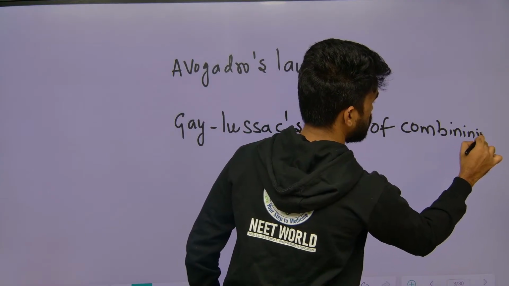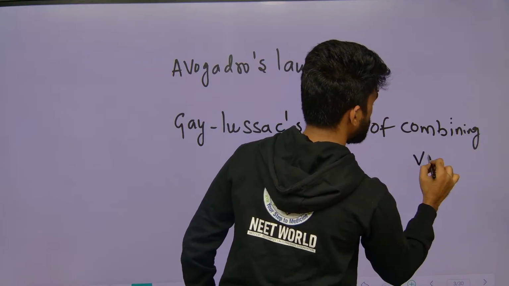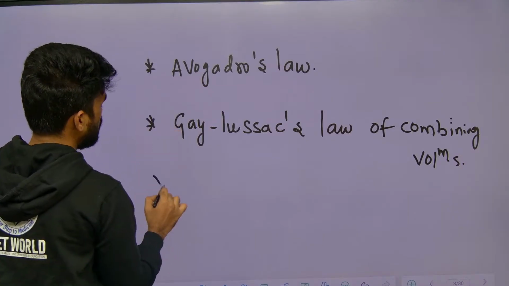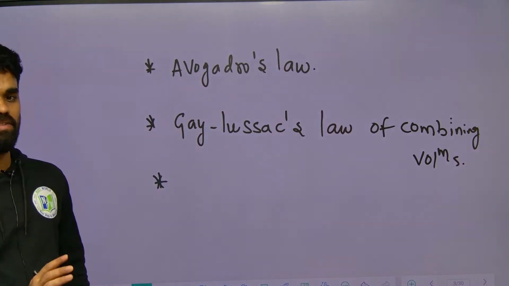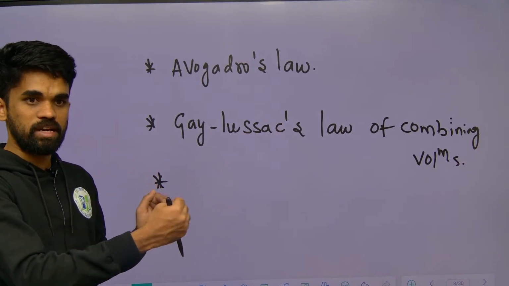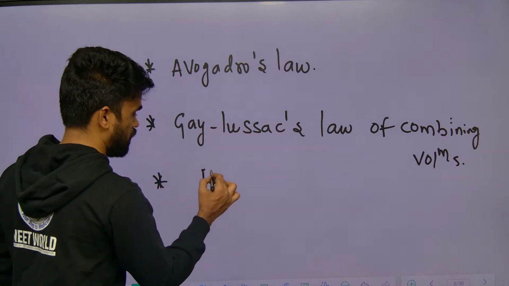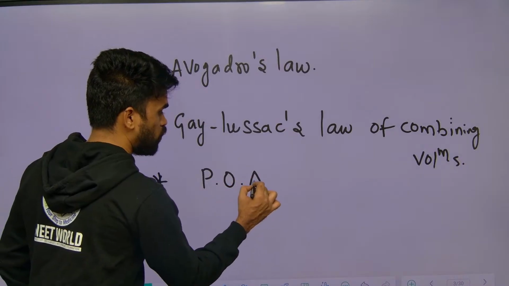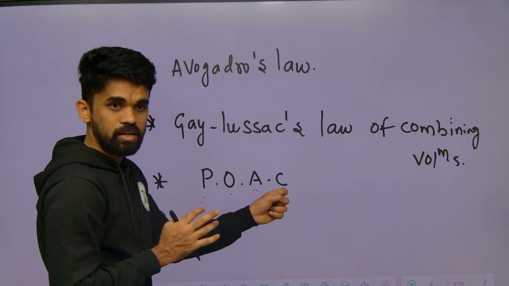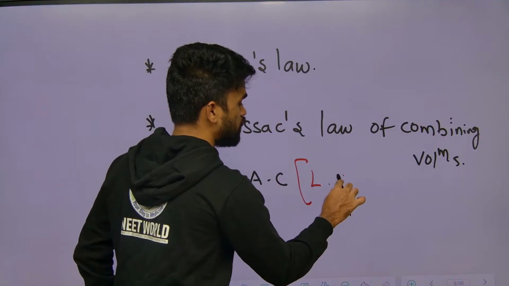Combining volumes. And a more interesting thing is there is a special type of calculation. Generally, in stoichiometric calculations we balance the equation and simplify, calculating how many moles of product are formed. Today I will tell you one very important method called the POAC method, the principle of atom conservation. This is very basic and it is based on the law of conservation of mass.